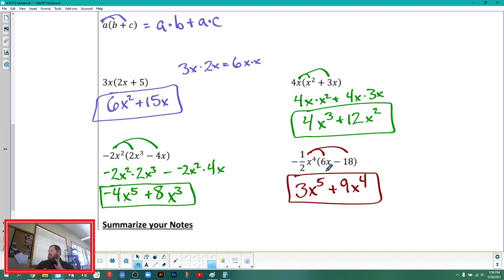So take today for what it is. If it's easy, make it easy. Focus a little bit on what happens with the variables that are going in there. But this is just distributive property.